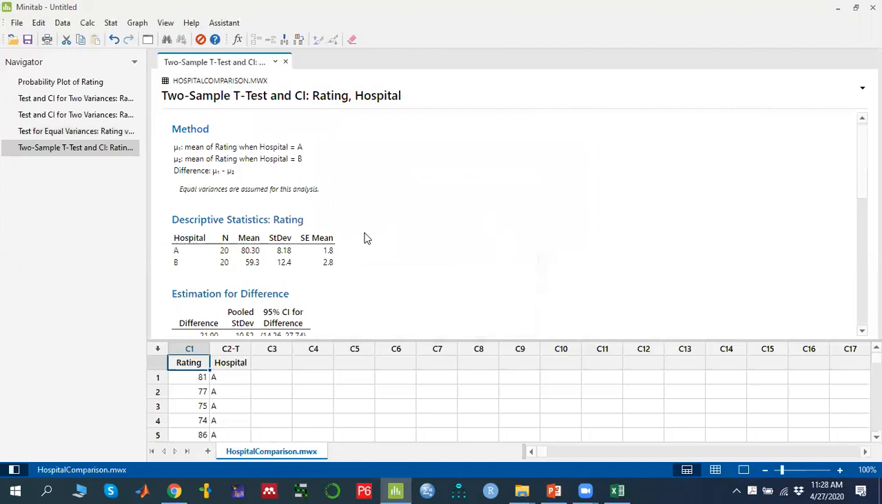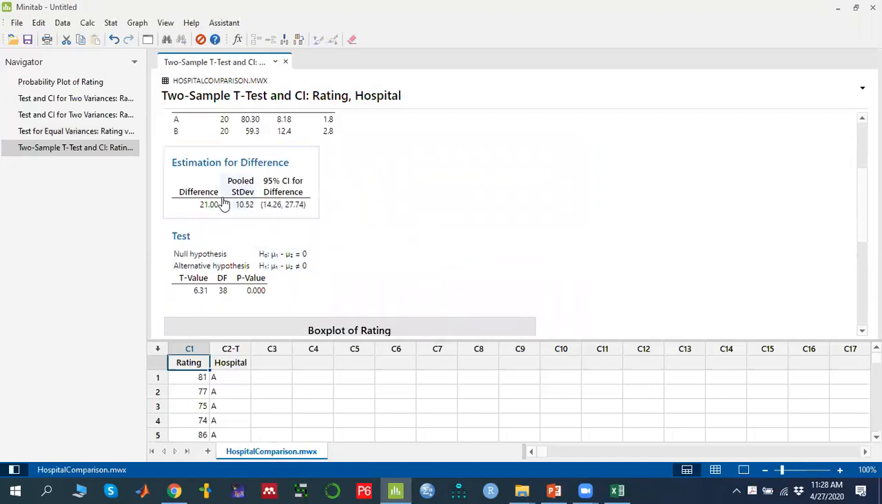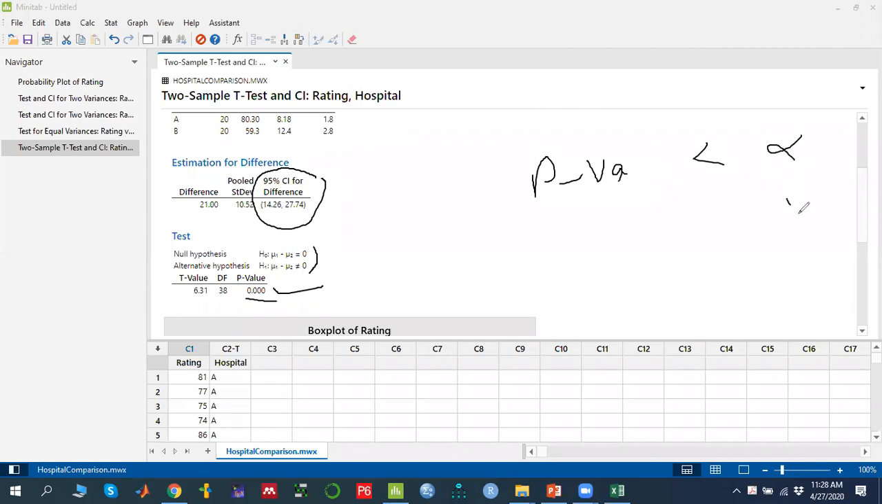So the first thing they have given us is the descriptive analysis. And then they have given us the confidence interval on the difference of means, the hypothesis test, and the p-value. Right now what they are showing us is that the p-value is 0.000. So that means this p-value is less than the alpha value, and what was that? That is 5%. So we will reject H naught.